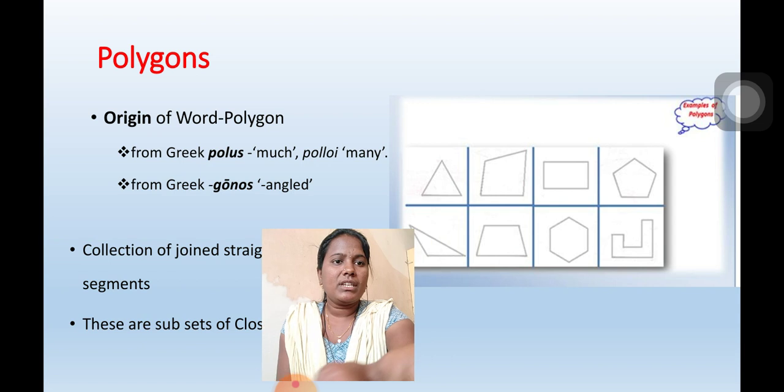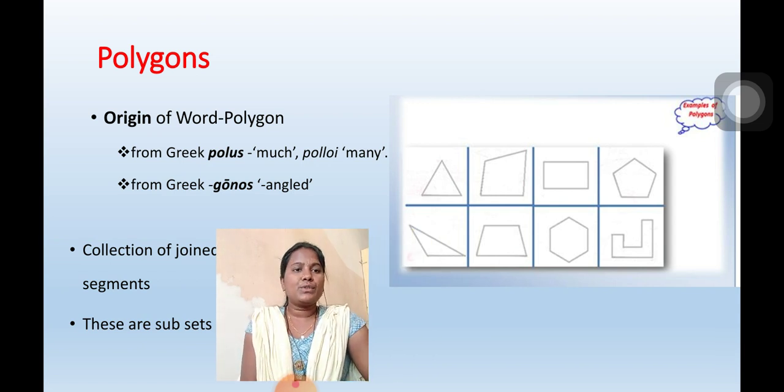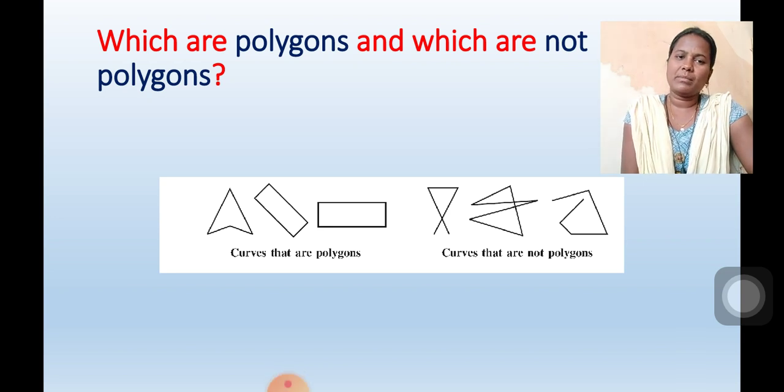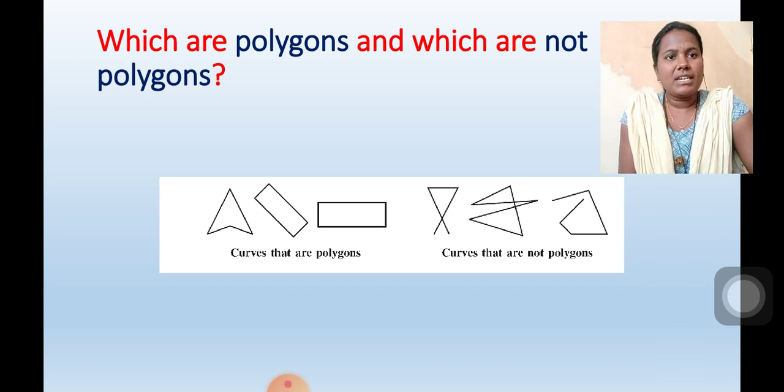Yes, so here in this figure, if you see, are all these polygons? Yes, observe the figures carefully. These are made up of only line segments. There are 8 figures, all these are made up of line segments. In the last slide, we have seen what polygons are. Yes, the polygons are made up of only line segments. Okay, so now let us see in this slide which are polygons and which are not polygons.